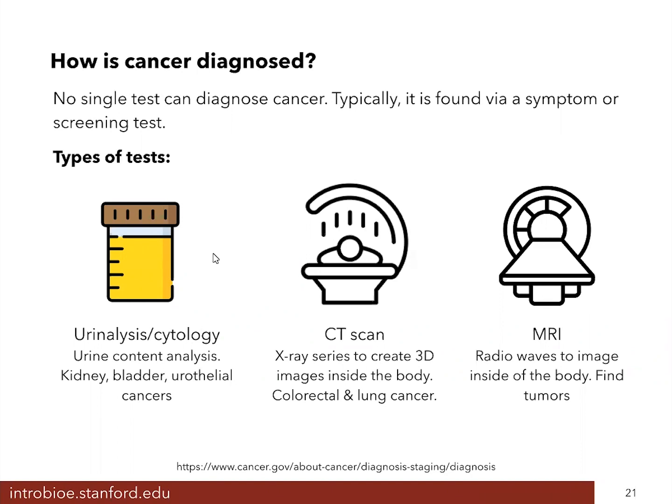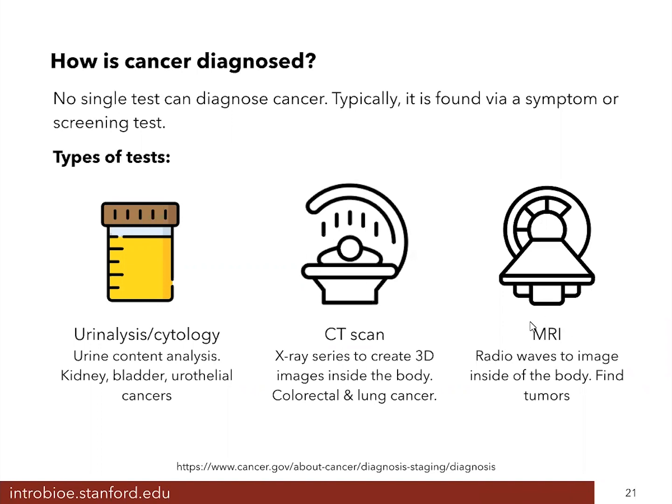And if any of these bodily fluid tests come back positive, you may follow it up with some imaging-based tests. So you can use CT scans. These are essentially a series of x-rays that create 3D images in the body. You can look for things like colorectal cancer or lung cancer this way. Often you'll ingest contrast agents that help with these scans to make it clearer where within your body cancer cells are active.